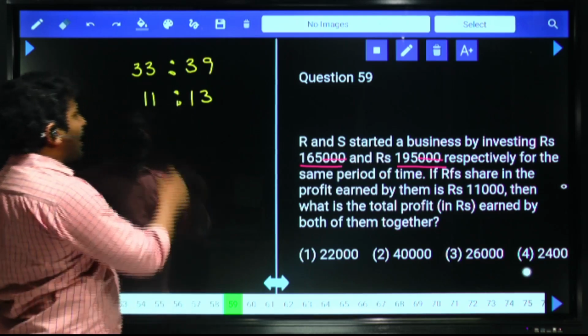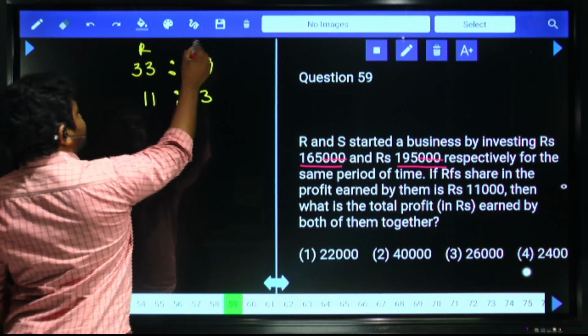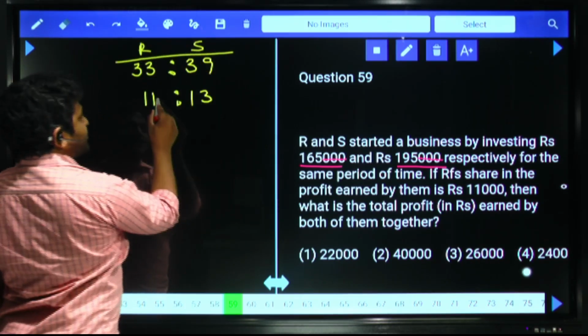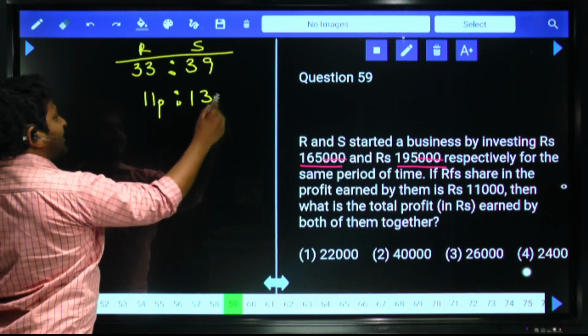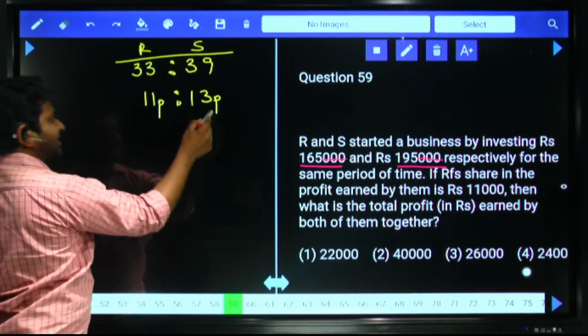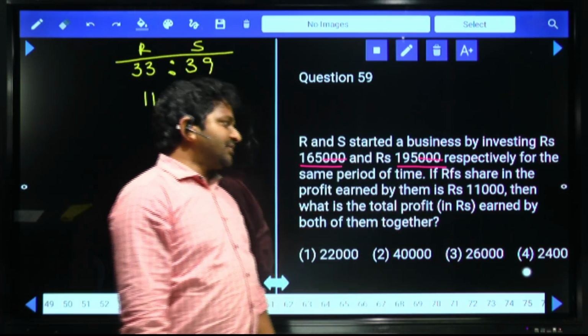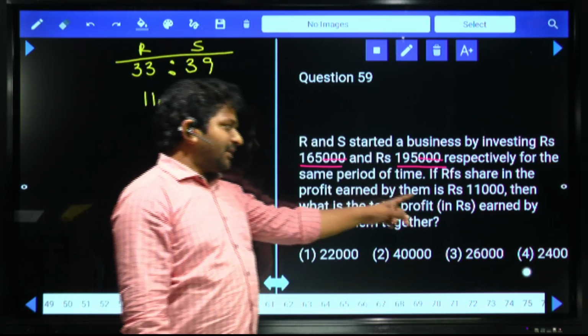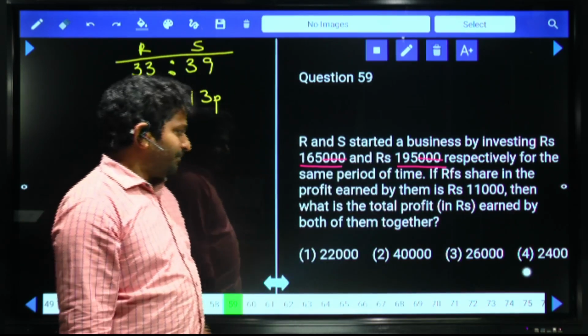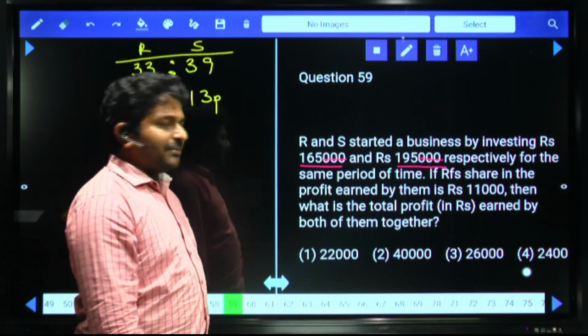Now R and S profit sharing ratio is 11 is to 13. అంటే R కి 11 parts వస్తాయి, S కి 13 parts వస్తాయి. క్వశ్చన్ లో ఇచ్చిన ఇన్ఫర్మేషన్ చూస్తే, if R's share in the profit earned by them is 11,000, then what is the total profit earned by both?